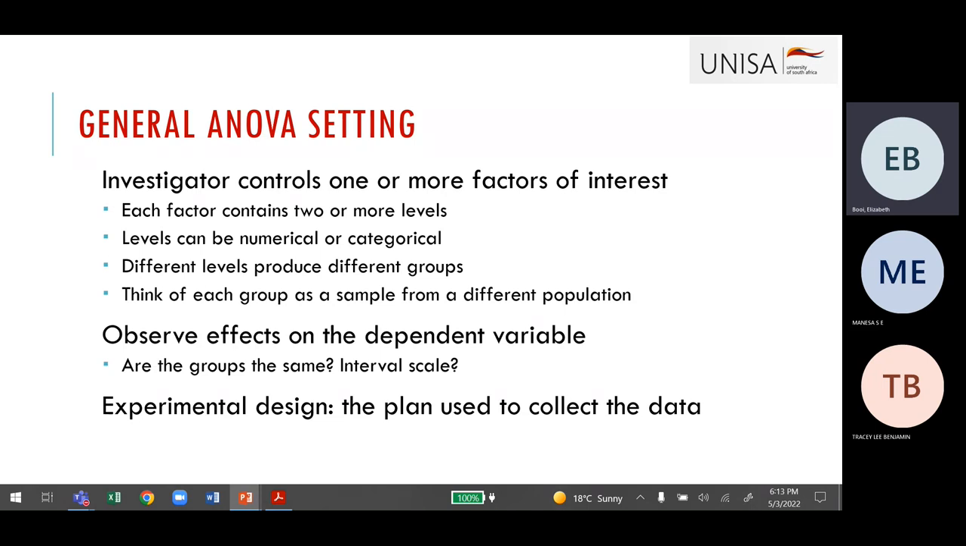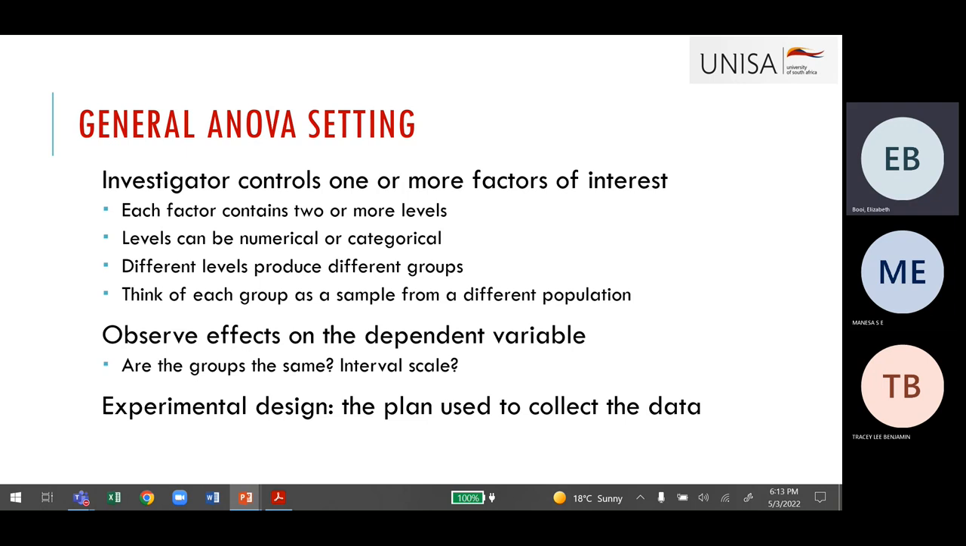Okay, and the levels can be either numeric or categorical. So with ANOVA, there is no problem whether it's numeric or categorical, you can still use an ANOVA test. And the different levels produce different groups.